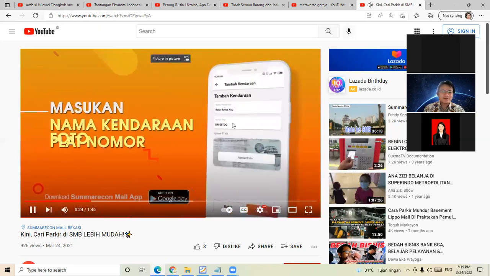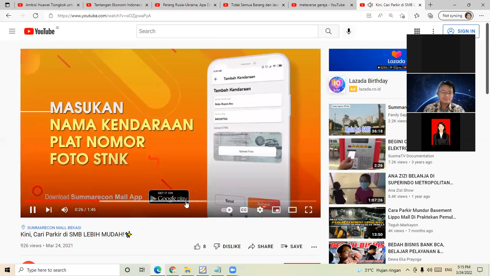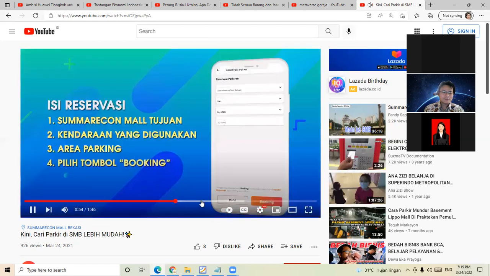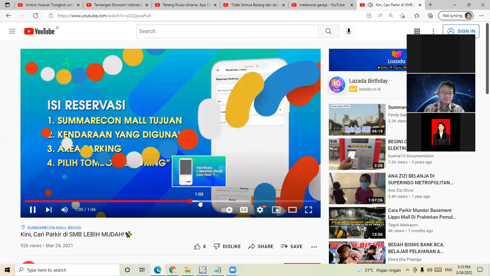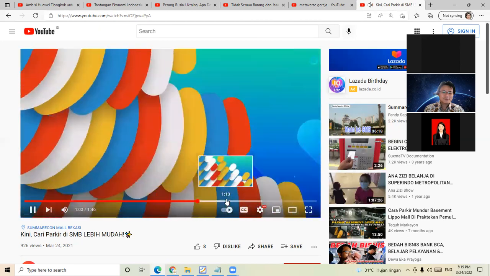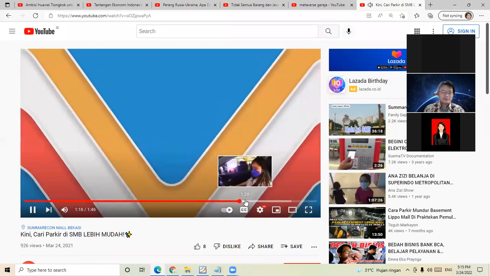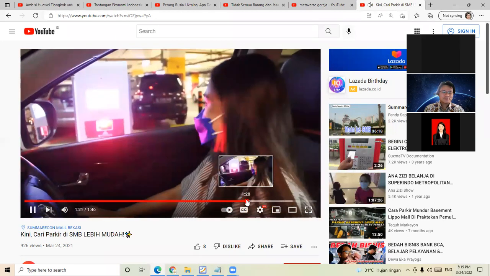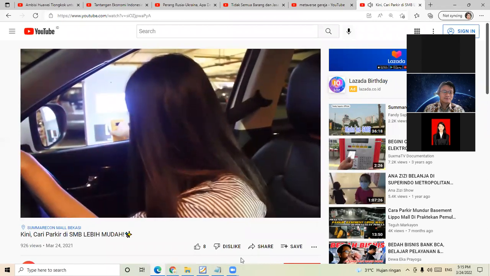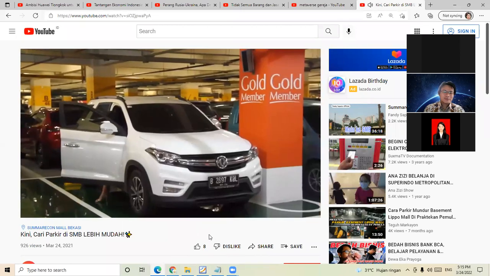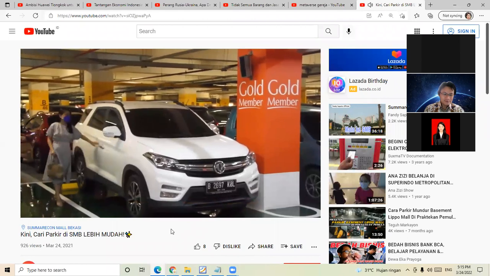Ketiga, masukkan nama kendaraan, plat nomor, lalu upload foto STNK asli agar bisa diverifikasi ya. Setelah itu, kamu hanya cukup menunggu sampai admin melakukan verifikasi, pilih area parkir yang kamu inginkan, lalu pilih tombol booking untuk mereservasi area parkir yang sudah kamu pilih. Setelah itu akan muncul halaman persetujuan yang perlu kamu setujui, dan kamu akan mendapatkan QR code. Dengan aplikasi Summarecon Mall, kamu nggak perlu ribet cari parkiran lagi deh.